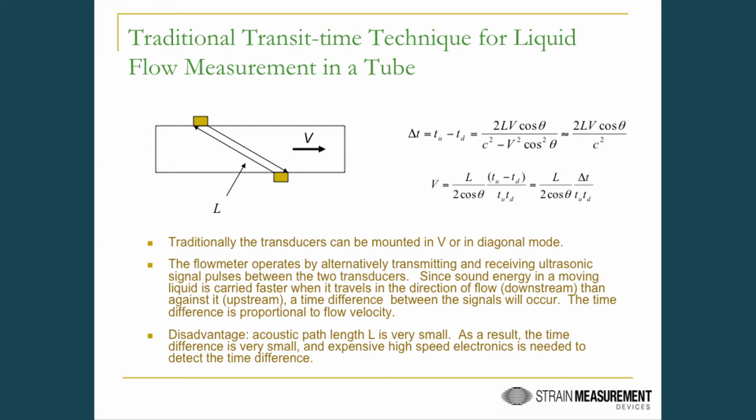One of the disadvantages of this flow meter design is that the acoustic path length is very small, usually only a few tube diameters long. As a result, the time being measured is a very short time, which requires expensive electronics.